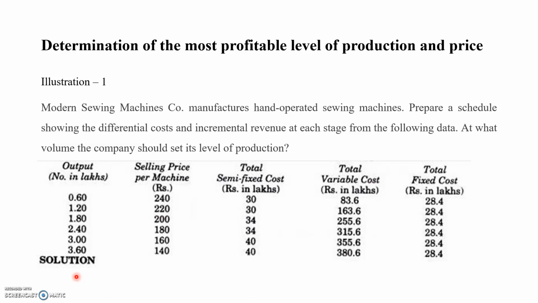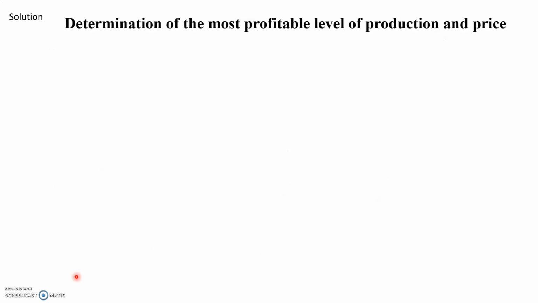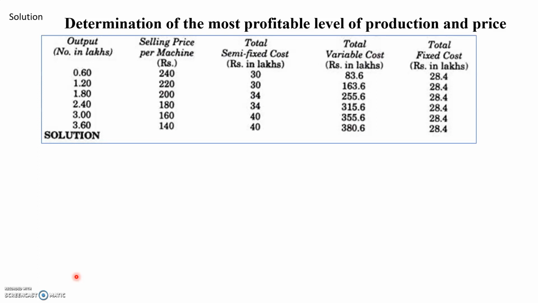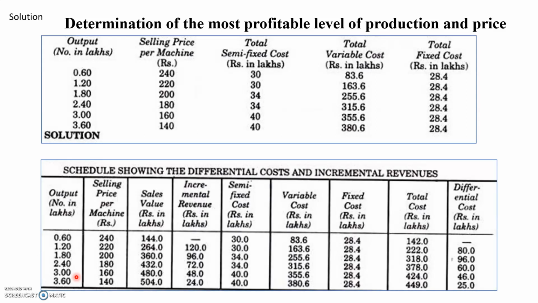So let us check. We need to apply the differential costing method. This is the table we already discussed. We can prepare a schedule like this one. The first column is the different levels of output: 60,000 units, 1,20,000 units, 1,80,000, like that.